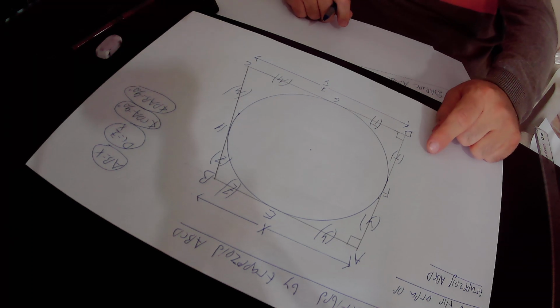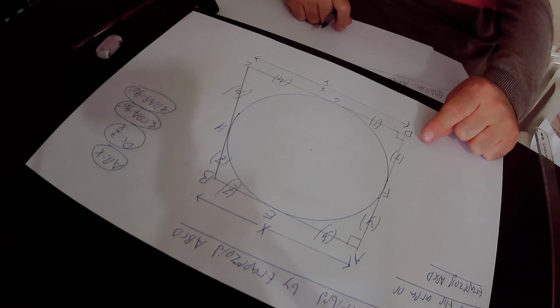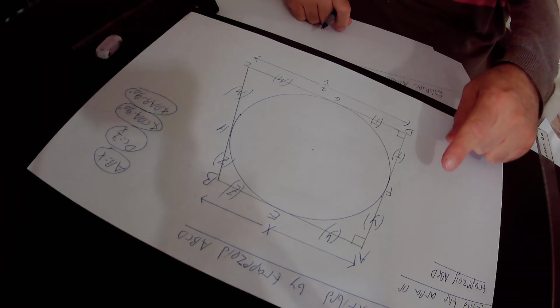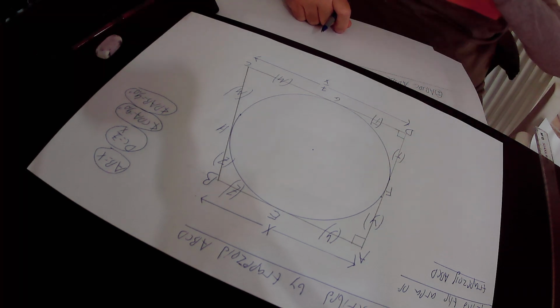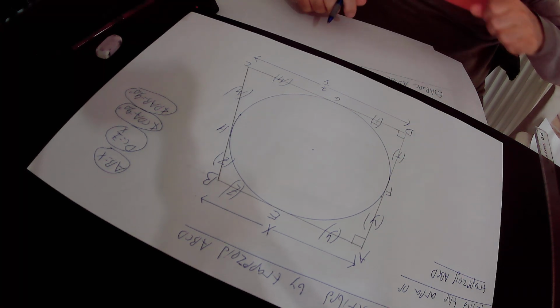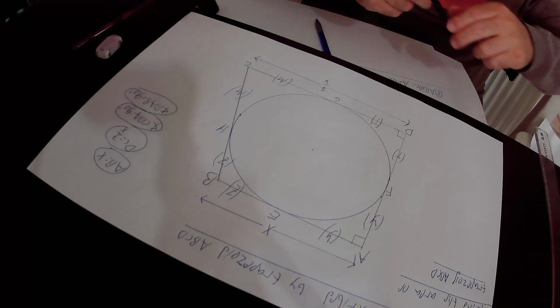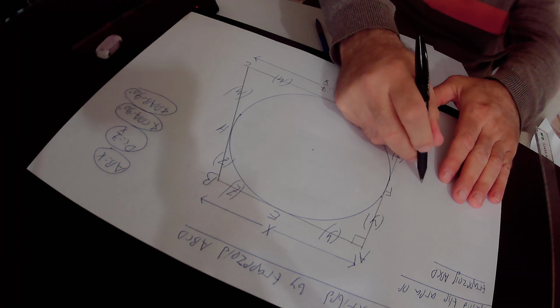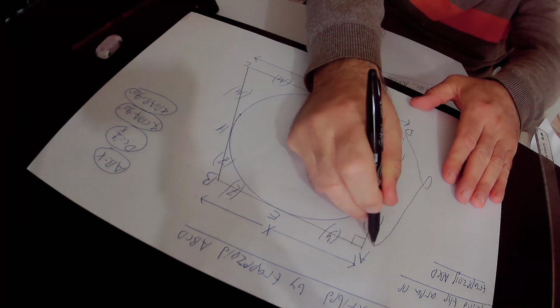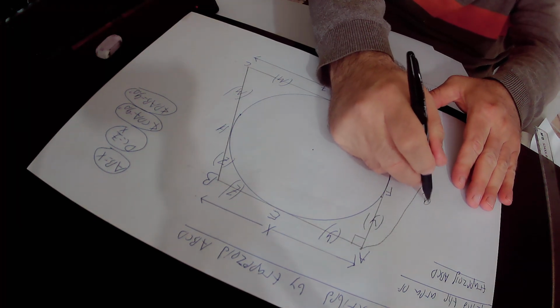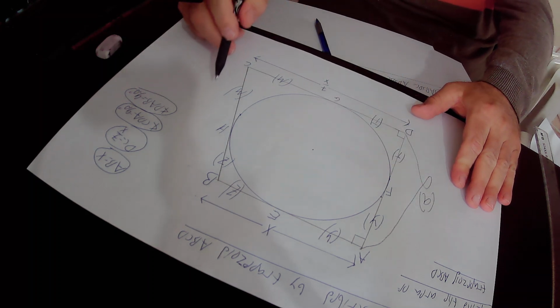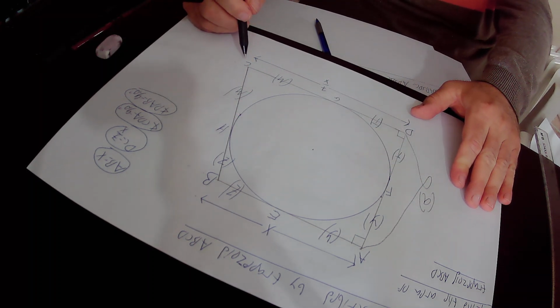Here we will define side AD as A. AD equals A, according to our definition, and we define side BC of this trapezoid ABCD as B.